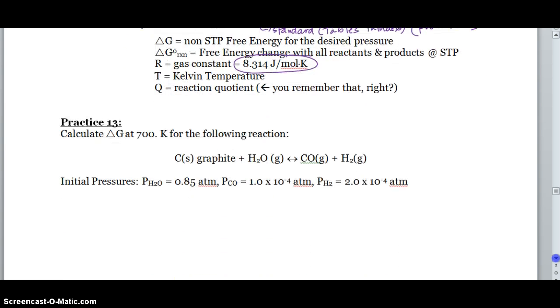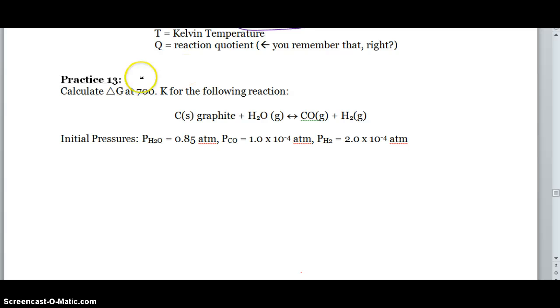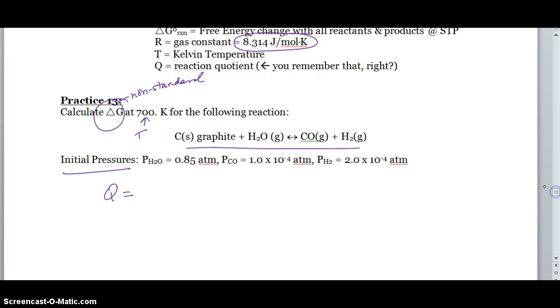We're going to go through one example. These are pretty straightforward. They want you to calculate delta G, non-standard, at 700 Kelvin. That's your temperature, here's your reaction, and they give you these initial pressures, from which you can find a Q. Rather than doing it all in one big equation, let's find our Q first and work backwards. Q is the pressure of CO times the pressure of H2 all over the pressure of H2O. All the coefficients are 1, and the solid doesn't appear in the equilibrium expression.